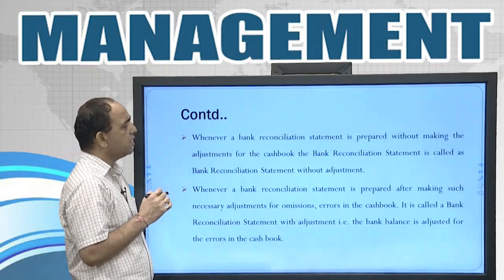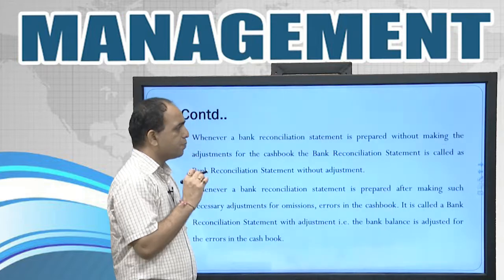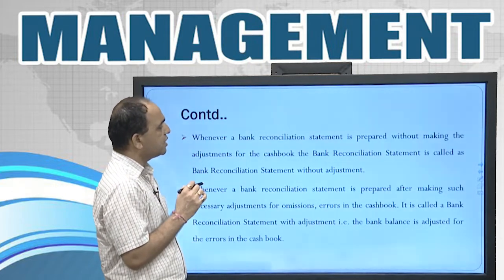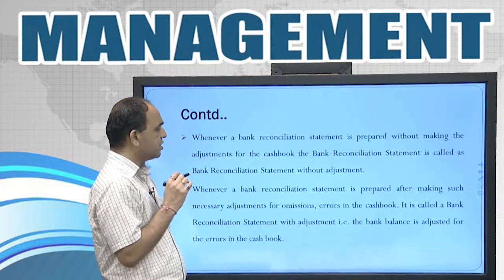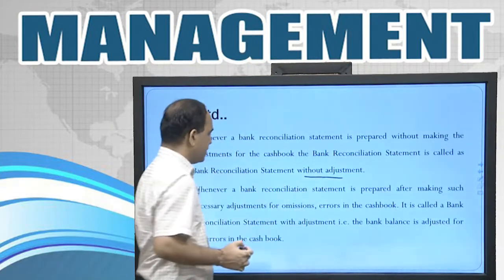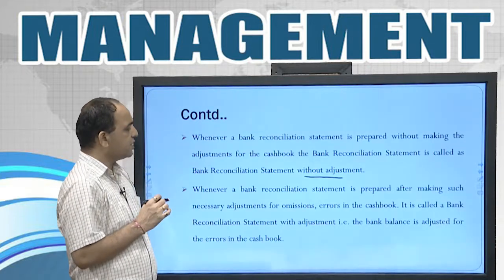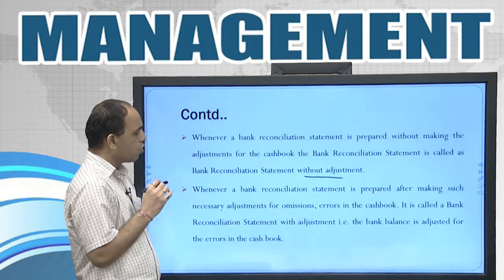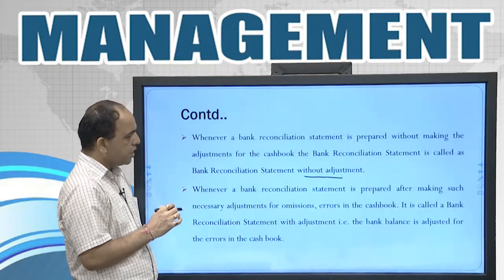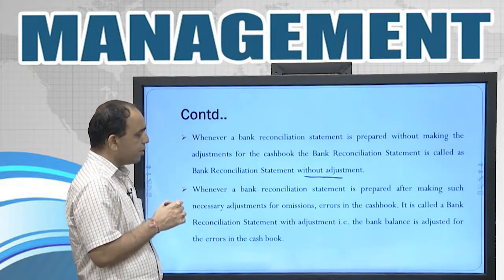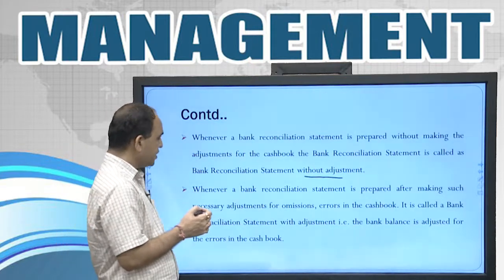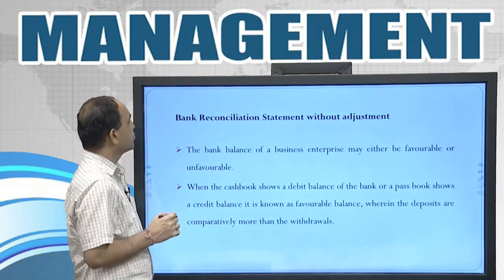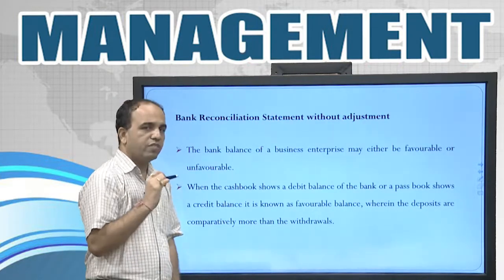Whenever a bank reconciliation statement is prepared without making adjustments for the cash book, it is called a bank reconciliation statement without adjustment. Whenever a bank reconciliation statement is prepared after making the necessary adjustments for omissions and errors in the cash book, it is called a bank reconciliation statement with adjustment. The bank balance is adjusted for the errors. Bank reconciliation statement without adjustment.